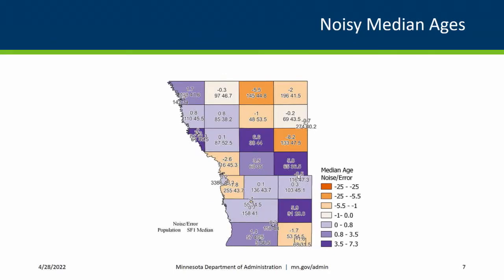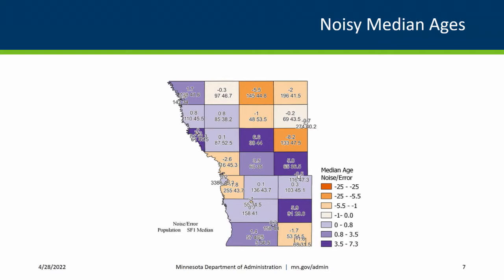I'm over my time, but quickly, I was taking a look at noisy median ages out of the demonstration data, and I neglected to put the source for these data. The IPUMS out of the University of Minnesota ingest the Census Bureau's DHC file and make them a little bit easier to use for folks, so that is extremely helpful.